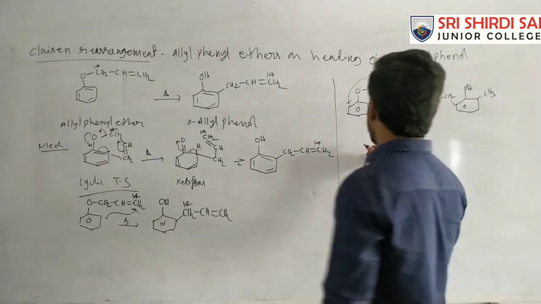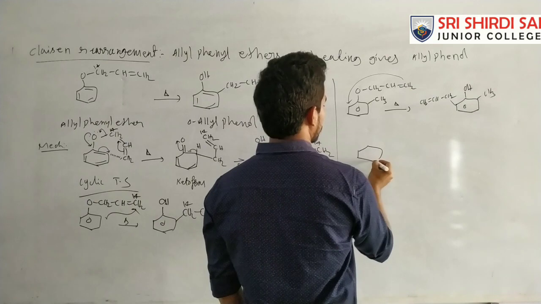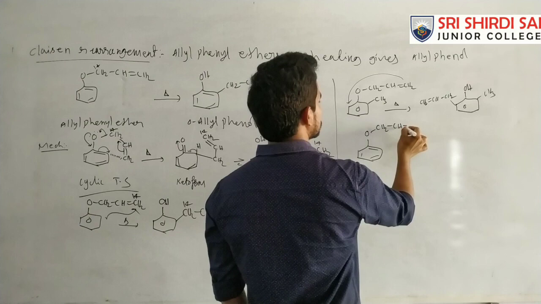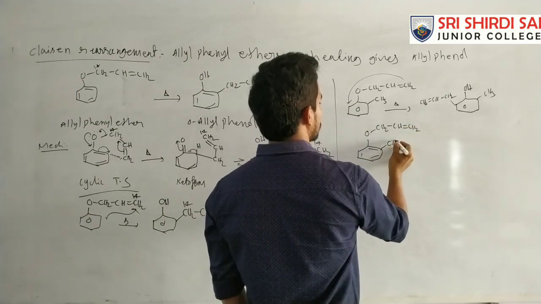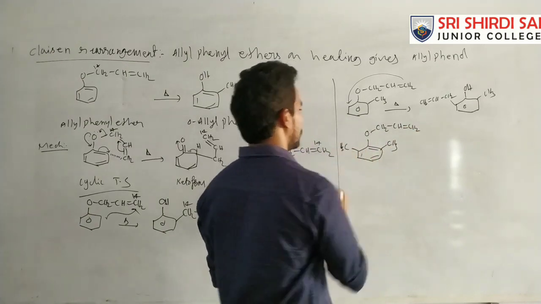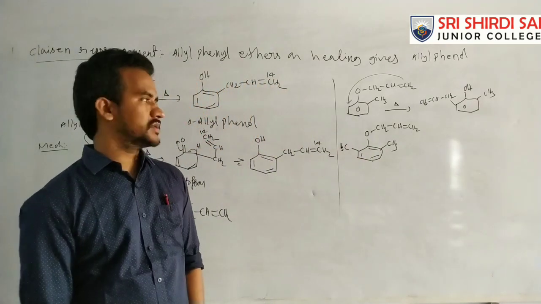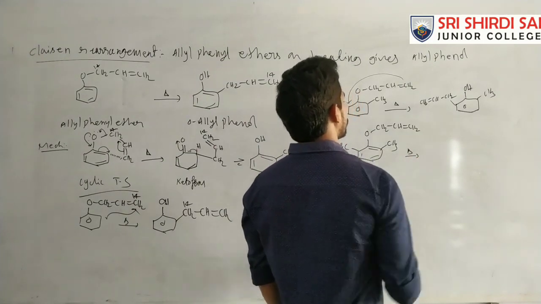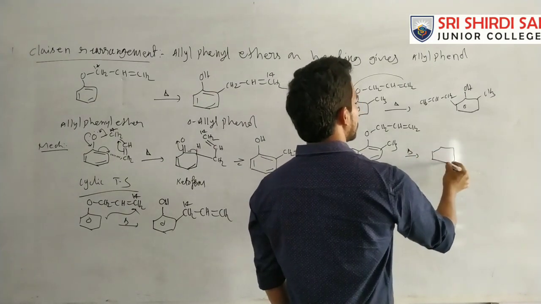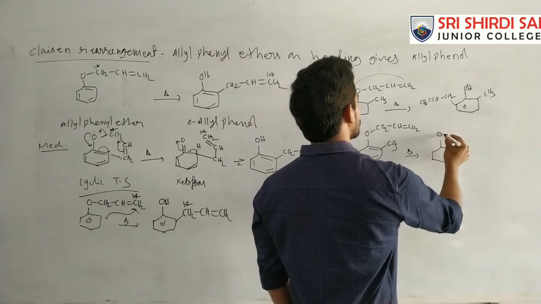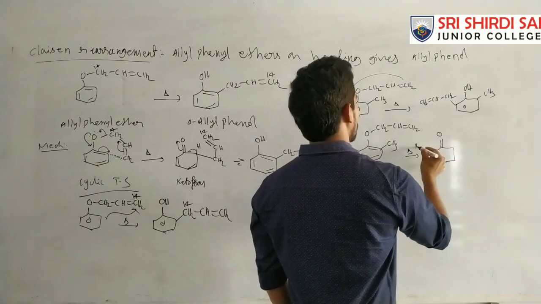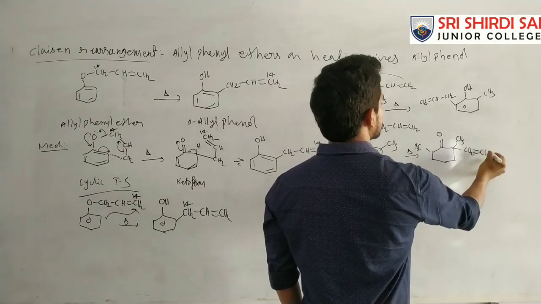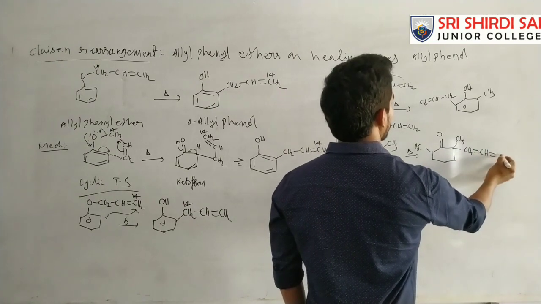Next, if two ortho positions are blocked, OCH2 CH double bond CH2, with CH3 on both sides, in this case first the allylic group is transferred to one ortho position, giving CH3, CH2 double bond CH, double bond CH2.